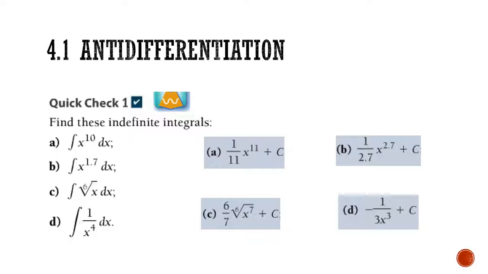Now, they did simplify these a little bit. See, the one I would be concerned about would probably be C and D. C, you may have left it as x to the 7/6 power over 7/6, which would be fine. And D, you may have left that as x to the -3 power over -3, which again would be fine.